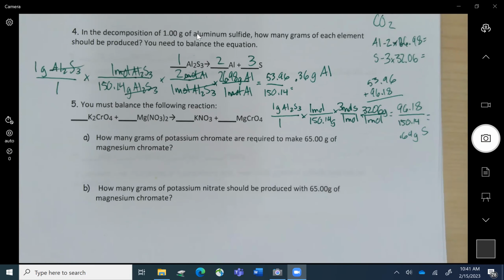All right, 5A and B. I'm going to give you all like 7-ish minutes to do these two. We will go over them and then that will be the end of today. Okay. So you have to balance the reaction first. So go ahead, balance, and then try A and B, and then we'll go over them and we'll call it a day. All right.